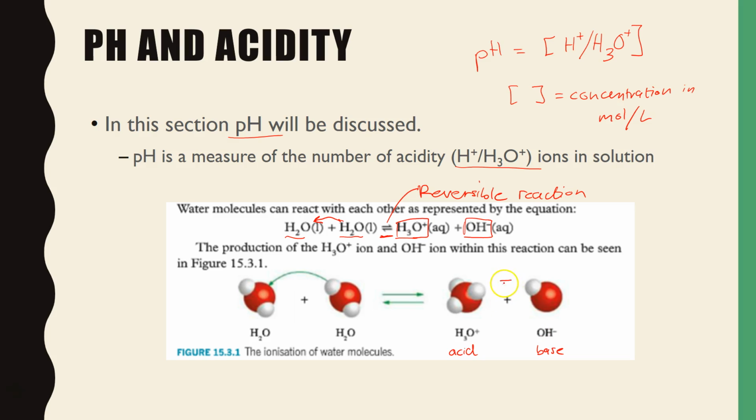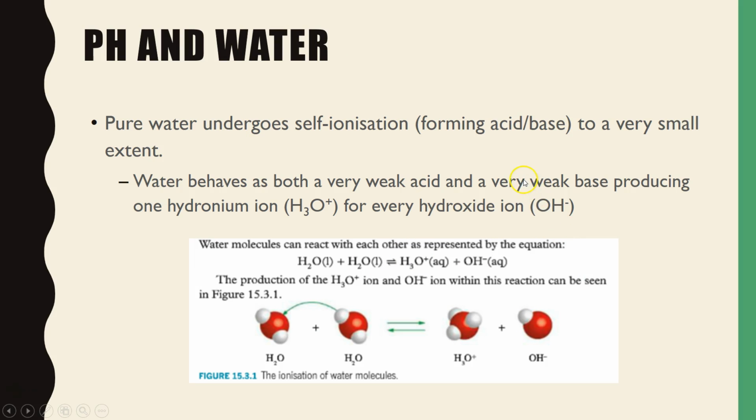These are equal in concentration. As we can see, there's a 1-to-1 ratio between them all. We can say pure water undergoes self-ionization, meaning it forms an acid and a base, and it's to a very small extent. So this doesn't happen to a great deal. Therefore, water is known to behave as a very weak acid and a very weak base, producing equal concentrations of hydronium ions and hydroxide ions.